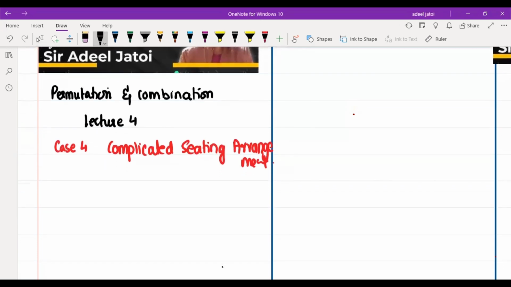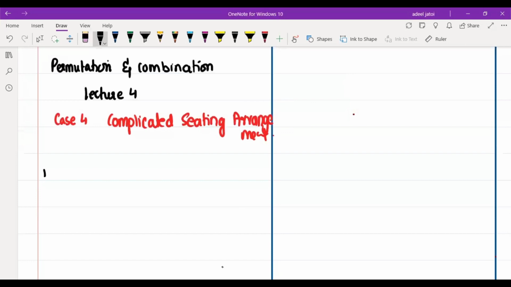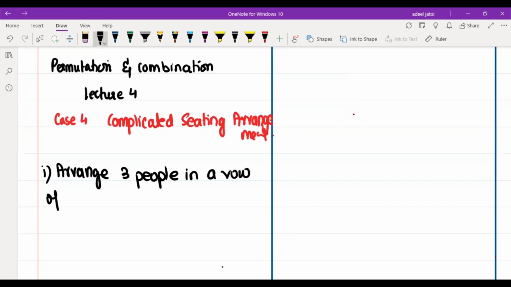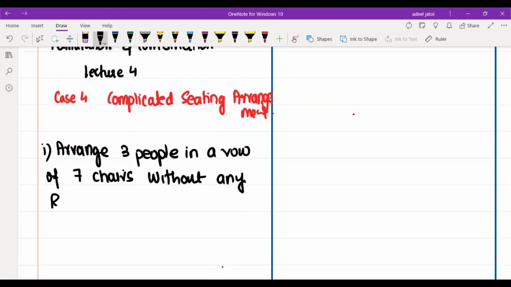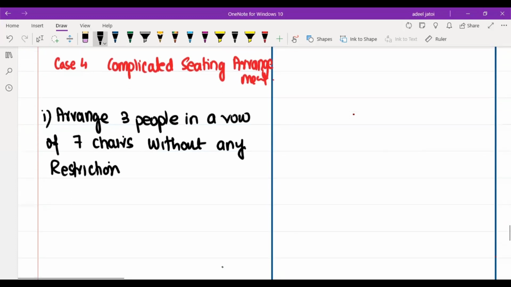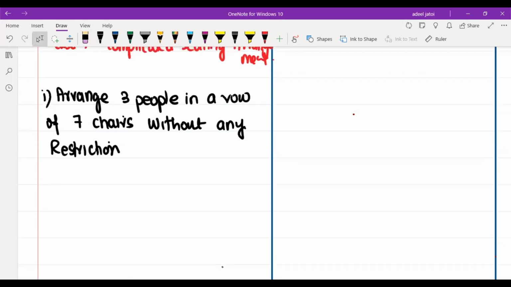So let's just work through the example. Arrange 3 people in a row of 7 chairs without any restriction. Now, as simple as that, what we need to understand is that we will be selecting only 3 chairs.